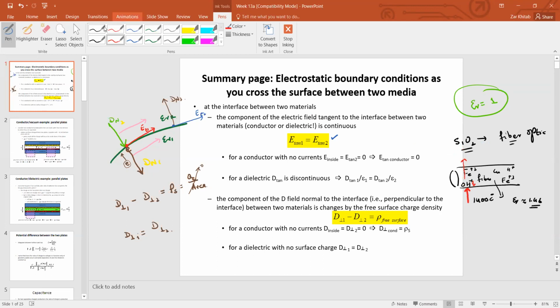Typically inside the fiber, the electric field has this direction, as it goes through total internal reflections. The light goes through the fiber through total internal reflections, so that's a typical case, because light is an electromagnetic wave.